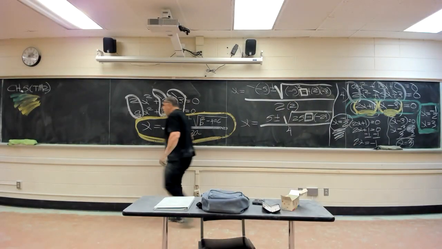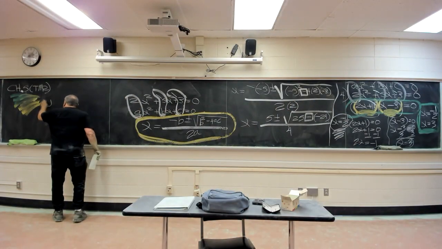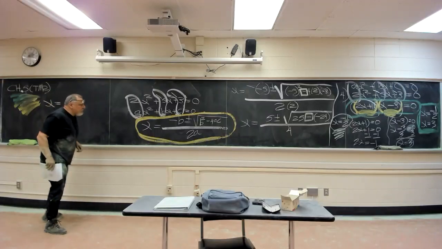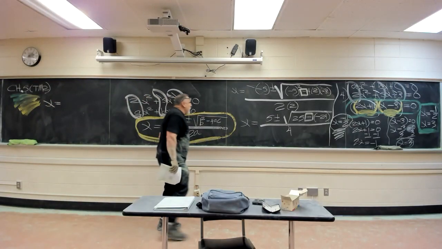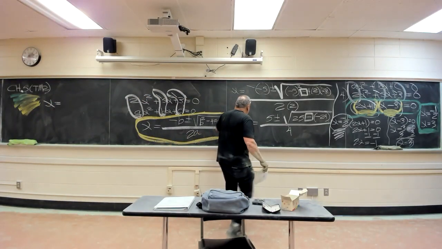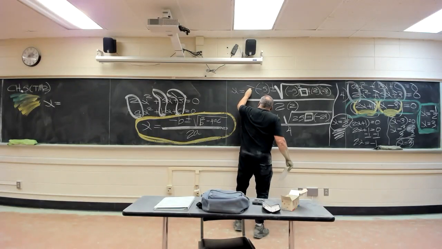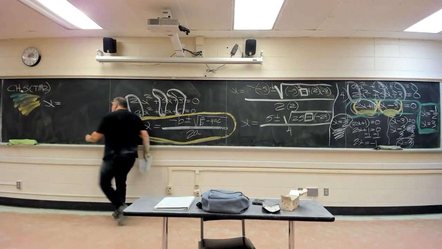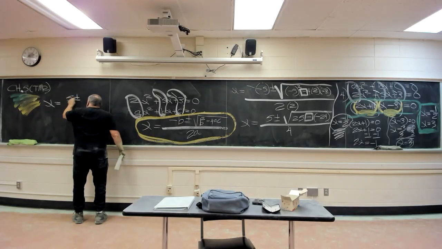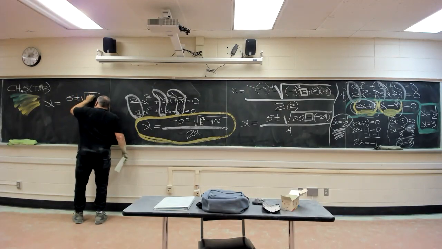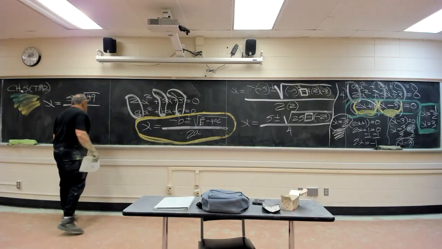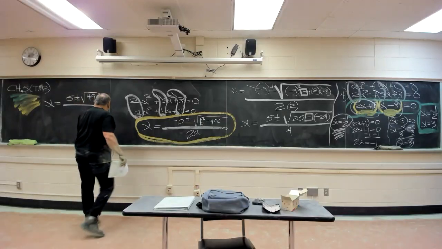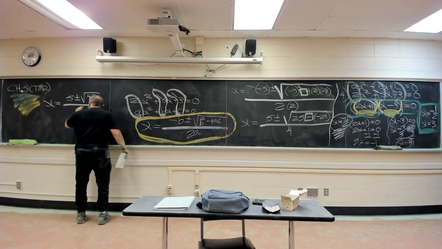We've got x equals, let's go. The opposite of negative 5 is 5. So x equals 5 plus or minus the square root of 49. Okay, that's a relatively easy square root to get. And 4 is 4.